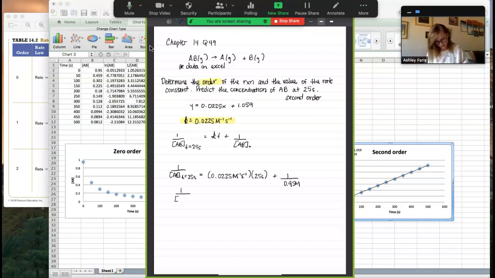I got 1 over the concentration of AB at time equal to 25 seconds, equal to 1.61513 molar. I'm going to take the inverse of that so I can get the concentration of AB at 25 seconds. And you should get 0.619 molar is your final answer. So initially our concentration was 0.95 molar. After 25 seconds, we get down to 0.619 molar.